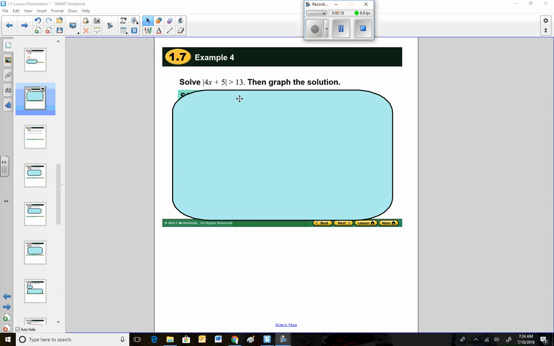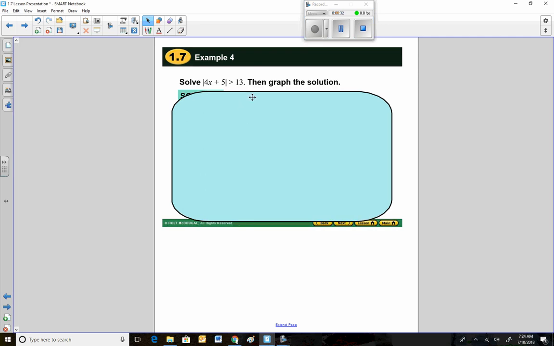So, what do we do? First of all, we are going to make this a positive 13 and a negative 13. That is still the same as what you did with an equal sign. However, see this little inequality sign? You're going to be changing it. So let's take a look at what you actually have to do for this to work.